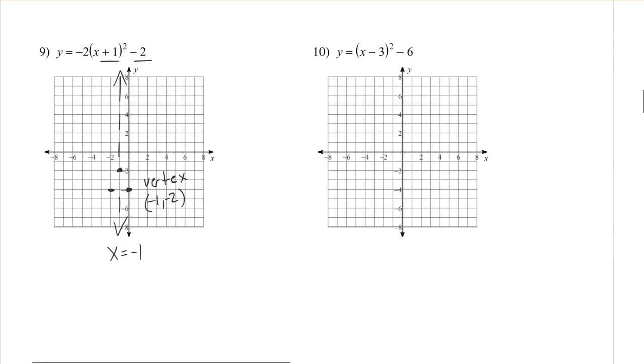Next, we'll plug in a 1. 1 plus 1 makes 2. 2 squared is 4. 4 times negative 2 is negative 8. Negative 8 minus 2 is negative 10. So that would be 1, negative 10 way down here and across way down over here. So we have a range of all real numbers that are less than or equal to negative 2.